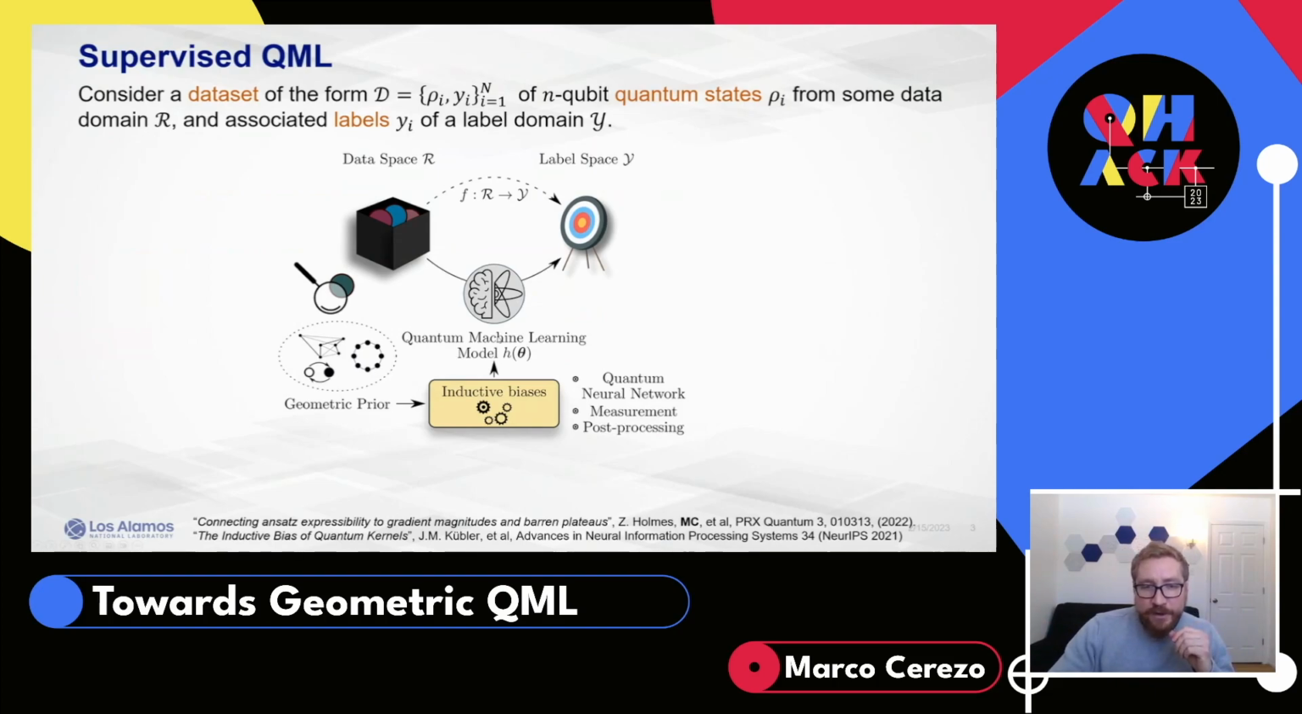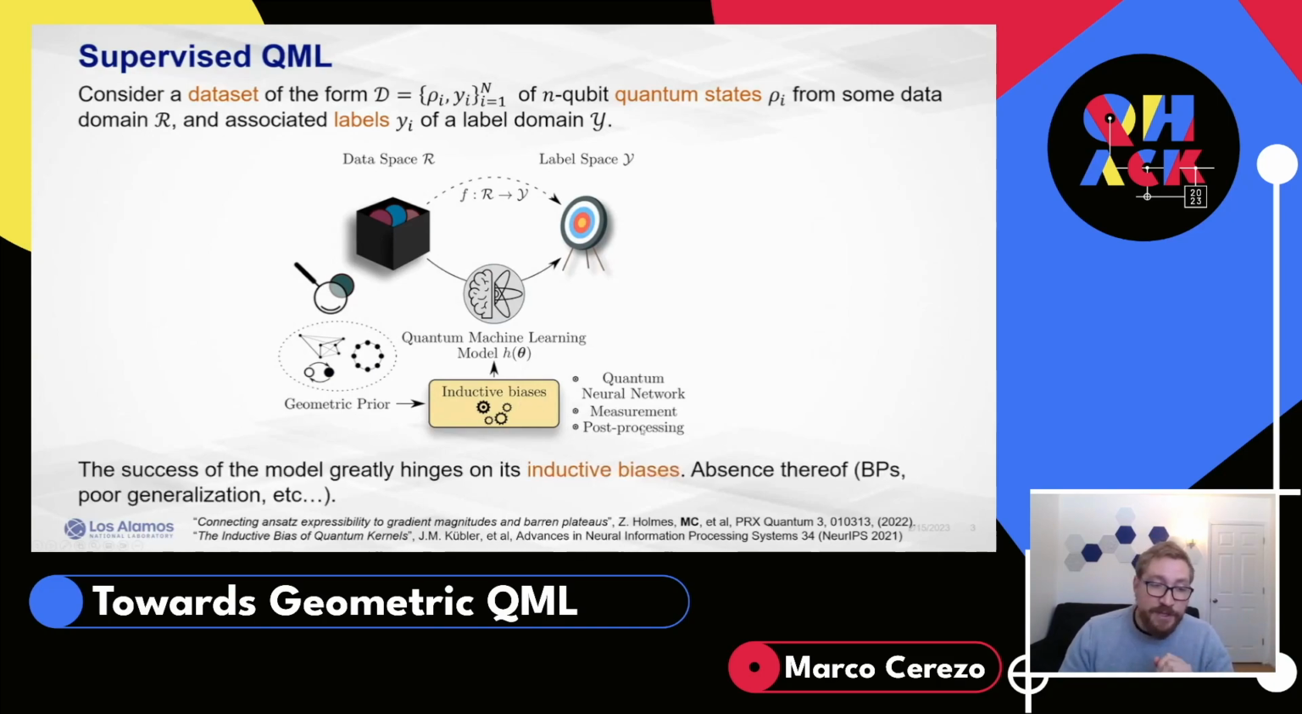And whenever I talk about a quantum machine learning model, there's a lot of things that come into play here. This is a very abstract thing, but as we will see, we're going to talk about quantum models that are parameterized through quantum neural networks, where we choose some form of measurements in a quantum computer and some sort of post-processing that we're going to do to it. And it's been shown that the success of a quantum machine learning model, and in general of machine learning models, not just quantum but also classical, depends on what the inductive biases are that go into this model.